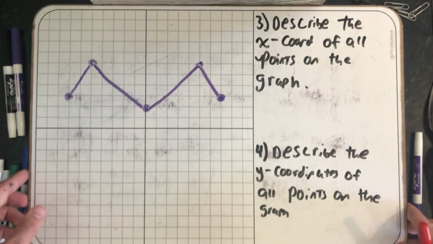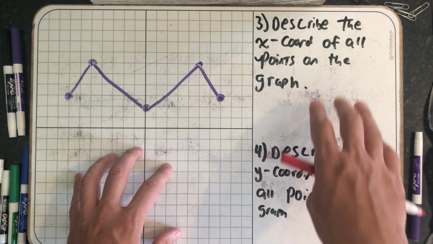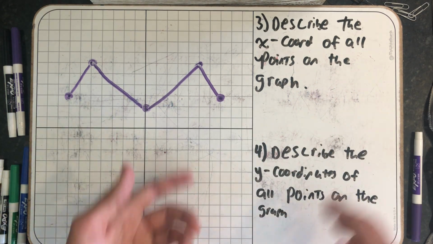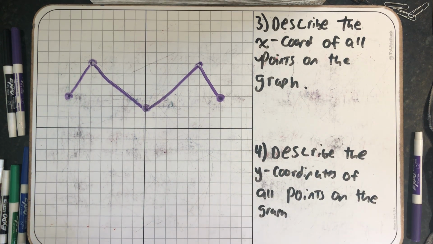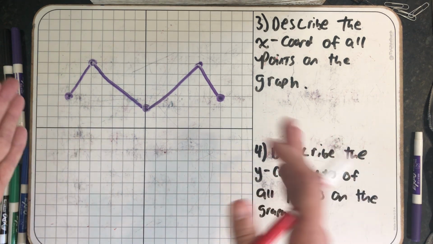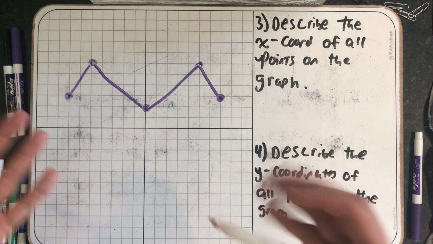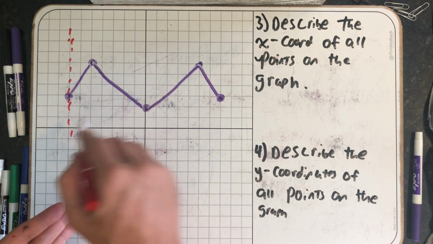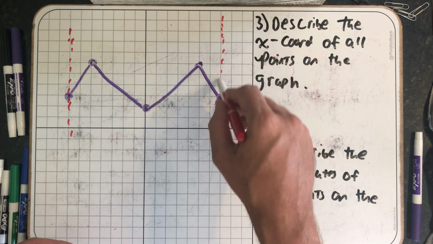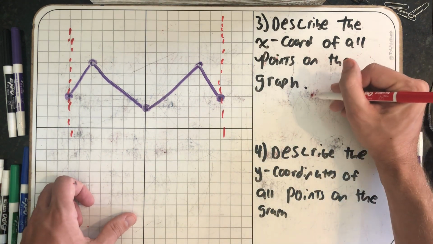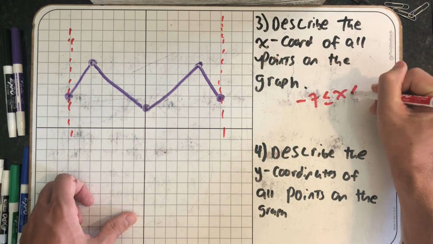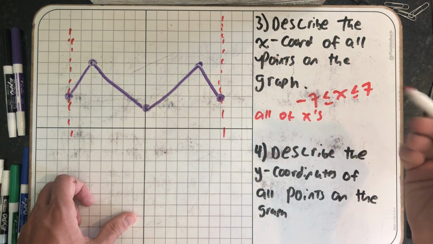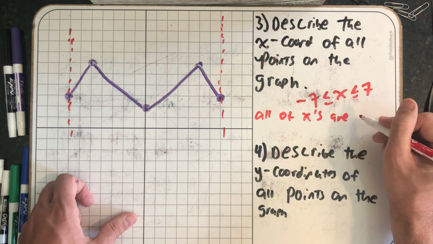And then finally, same graph, just 2 more questions about it. I'm asked to describe all the x-coordinates for all the points on this graph. And then I'm asked to describe the y-coordinates of all of the points on the graph. Well, I'm thinking about these x-coordinates. I need to describe all of them in some way. And I'm thinking that the most important thing, or at least the thing I can definitely tell you, is that they are all between minus 7 and 7. In words, we could say all of the x's, or all the x-coordinates, are between 7 and minus 7.